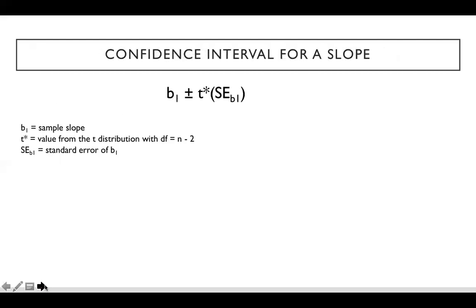So, confidence interval for a slope. This goes along with the same general formula we've had for confidence interval. But we use our sample slope as where we would normally have our sample statistic, plus or minus t star times the standard error of the sample slope. It's important to note that for the t star, that's the value you get from the t distribution, and we have a degrees of freedom of n minus 2 here for the confidence interval.